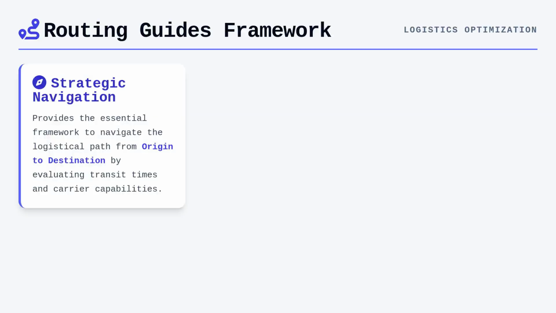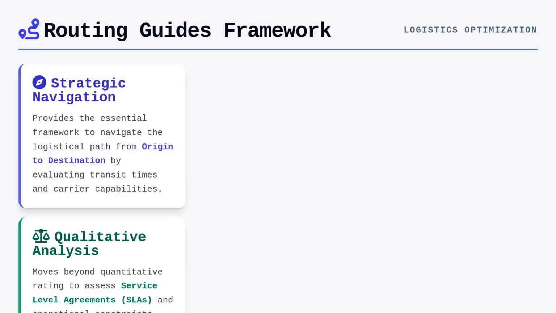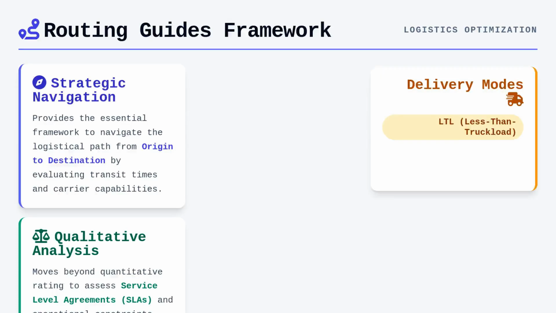Routing guides provide the necessary framework to navigate the logistical path from origin to destination by evaluating transit times and carrier capabilities. Unlike the purely quantitative nature of rating, routing involves a qualitative assessment of service level agreements and operational constraints involving LTL, FTL, or parcel delivery modes.